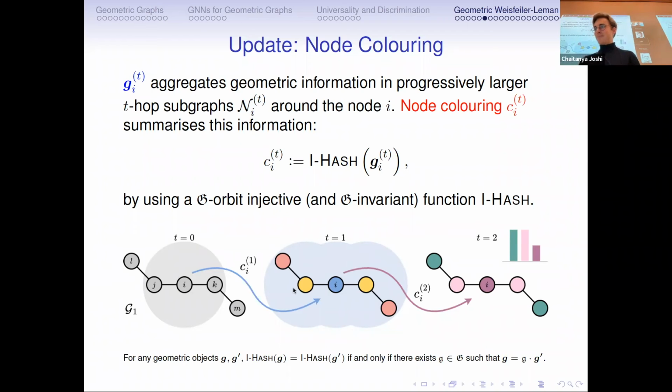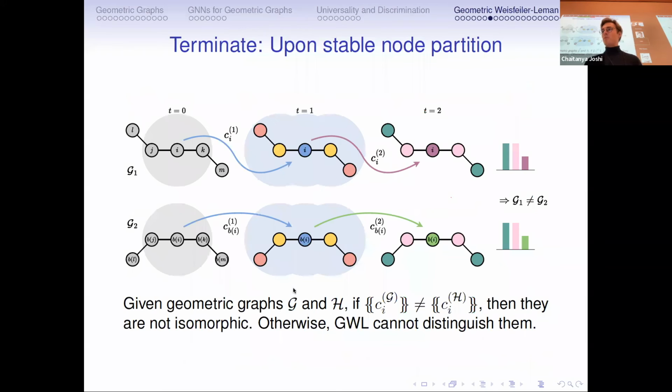So this is the update. And we terminate in the same way as the Weisfeiler-Leman test, essentially, when the partition of nodes doesn't change anymore. And let's just go through one quick example. As I've been told that we've got 10 minutes, I'll speed up a little bit.